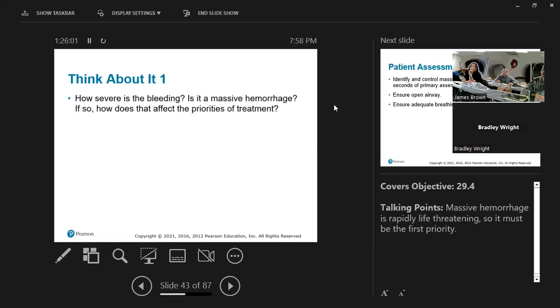All right, so let's think about this, okay? So the hypothetical, say, for example, you respond to a traffic crash out on Highway 59. You end up getting up there and finding there's been intrusion into the cab, subject's bleeding from the leg, okay? So take it away.